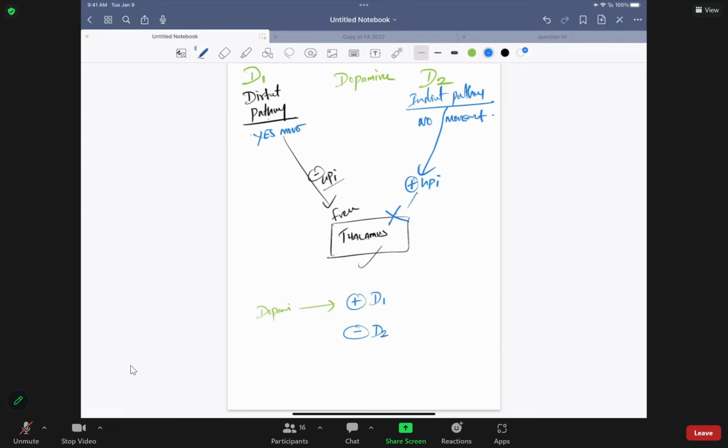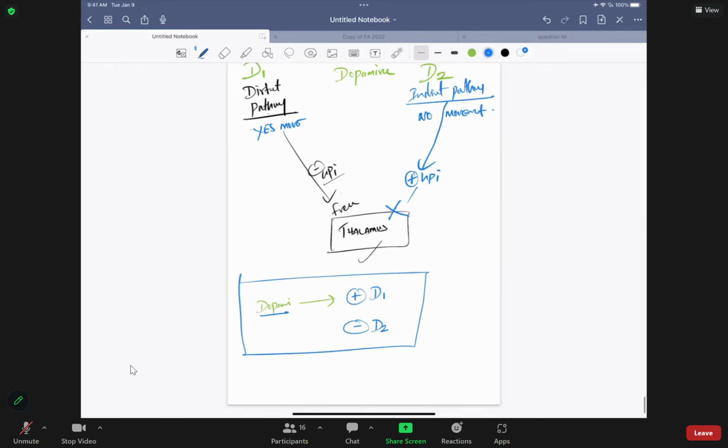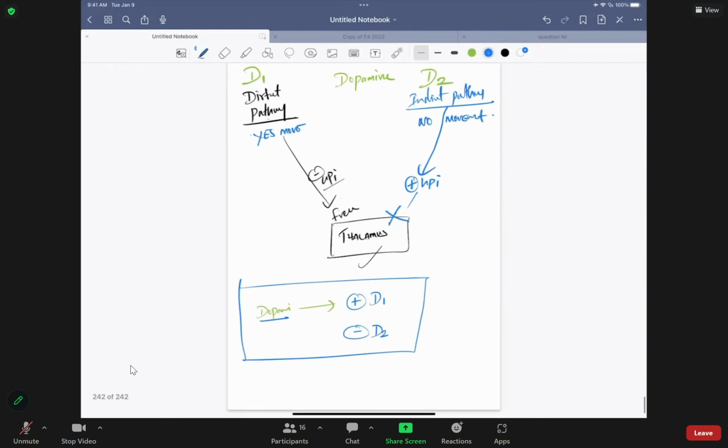So when you have dopamine, this is what happens. Write that down. That's normal physiology. That's what happens in the human body when they have dopamine and stuff. That's normal.